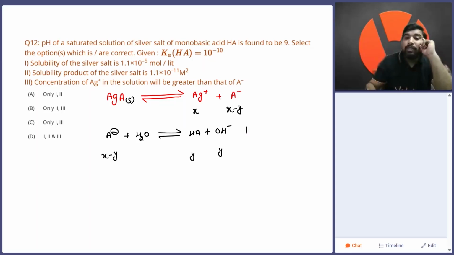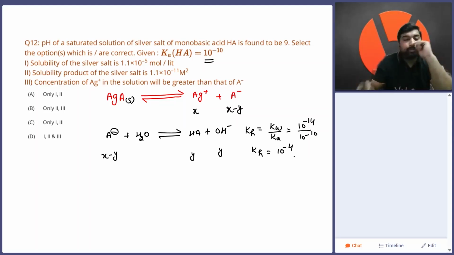So from here we need to calculate the hydrolysis constant Kh. The formula of the hydrolysis constant is equal to Kw upon Ka, and the value of Kw we know is 10 to the power minus 14, and the value of Ka is 10 to the power minus 10. So the value of Kh is equal to 10 raised to the power minus 4.